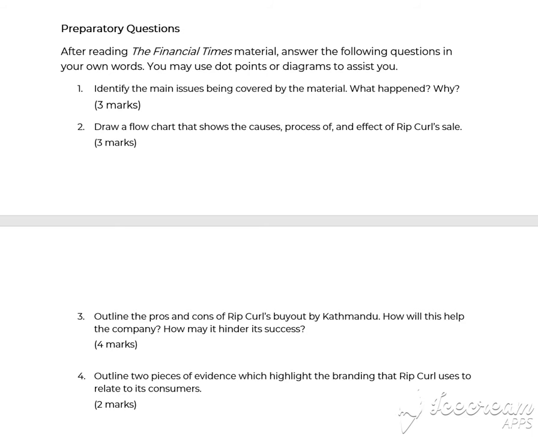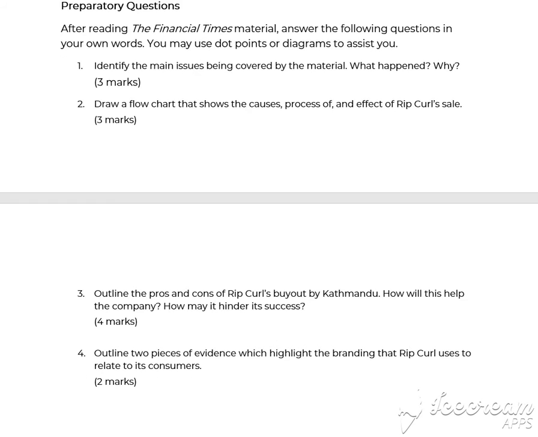When we say draw a flow chart that shows the causes, processes of, and the effect, this could be quite simplistic. This doesn't have to be like a beautiful artwork. It could just be, this event happened, then an arrow to the next event, then an arrow to the next event, then an arrow to the next event. Or it could be lots of arrows pointing to one thing.